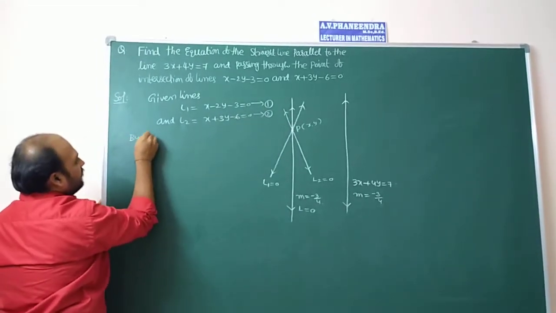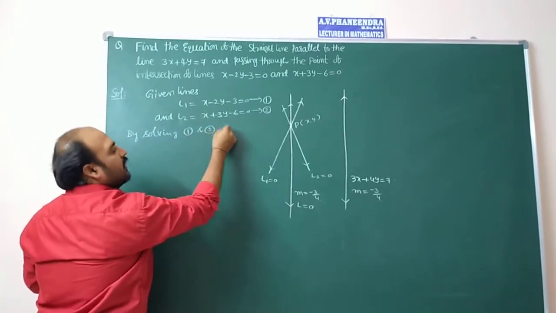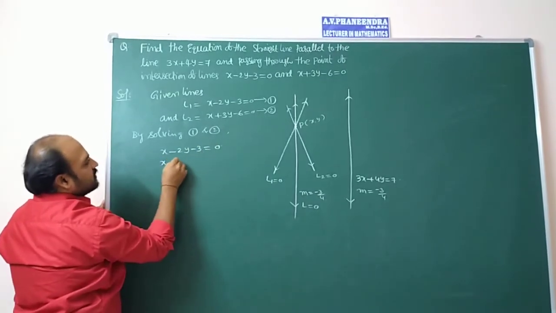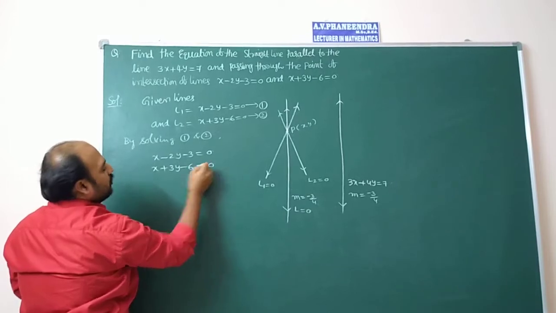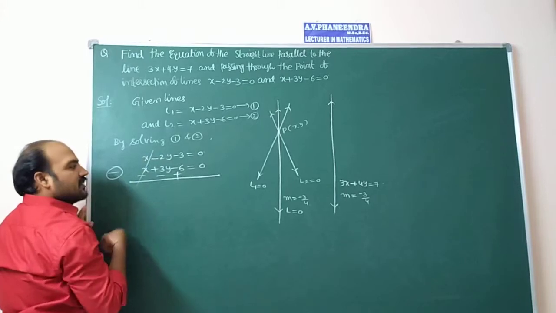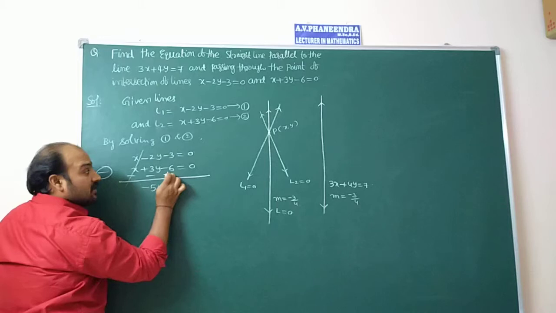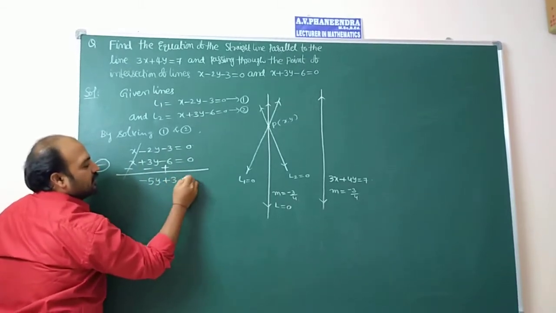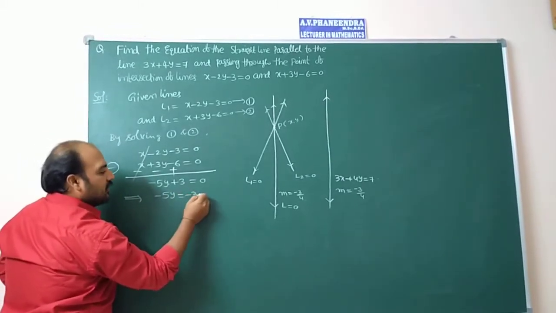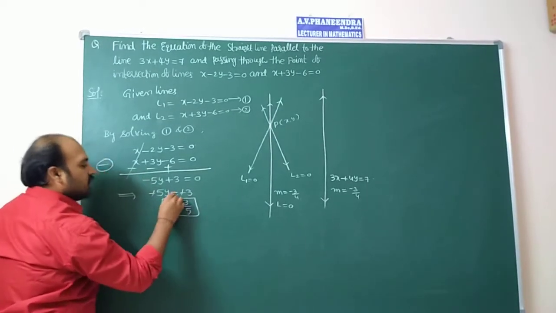By solving 1 and 2 by elimination method, I am doing here: x minus 2y minus 3 equal to 0, x plus 3y minus 6 equal to 0. If you subtract, sign changes here. Plus x minus x cancel, minus 2y minus 3y is minus 5y, plus 6 minus 3, which is equal to plus 3. That implies minus 5y is equal to minus 3. Minus minus get cancelled. Y is equal to 3 by 5.